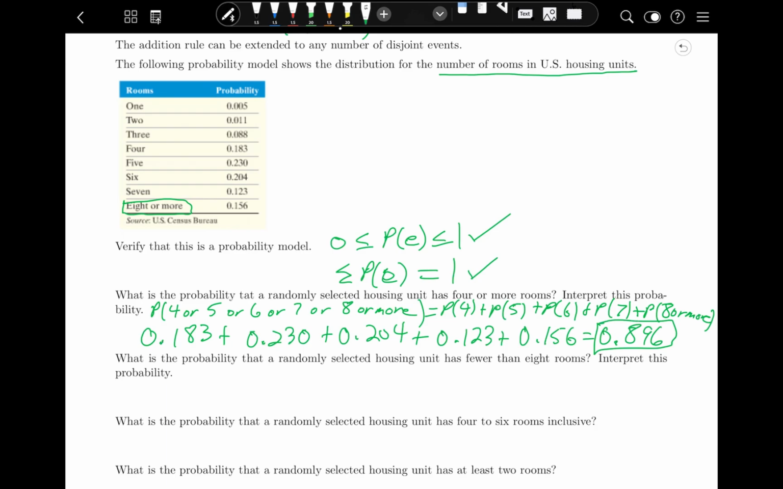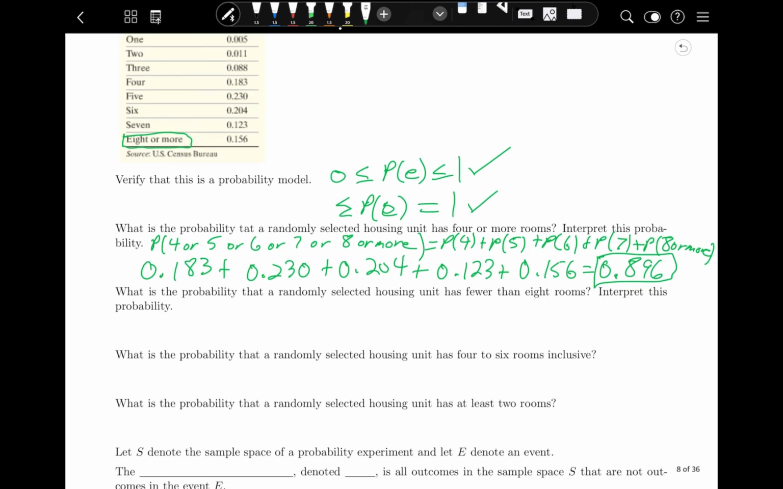What is the probability that a randomly selected housing unit has fewer than 8 rooms?